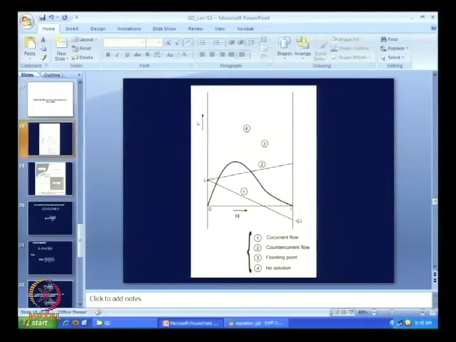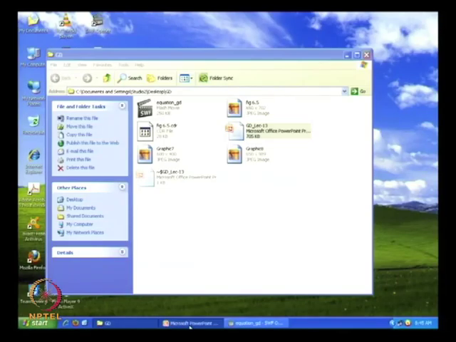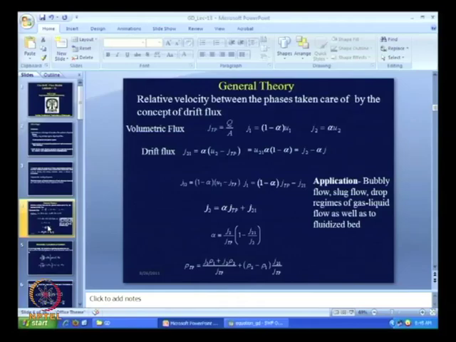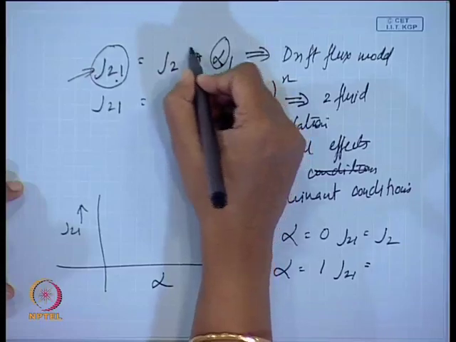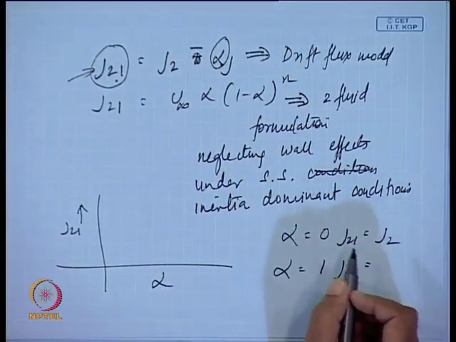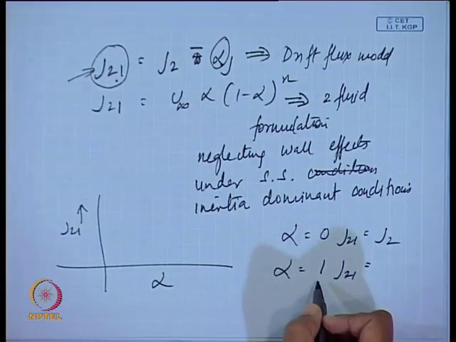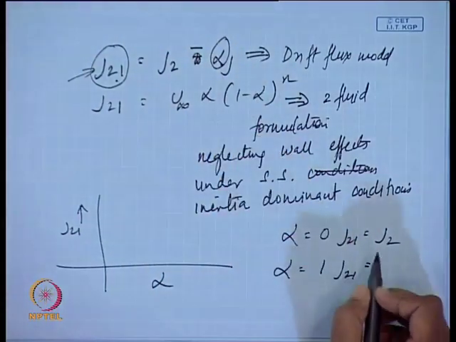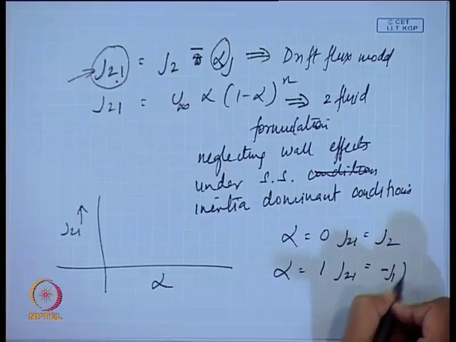Let me just check with the PowerPoint. Was it plus or was it minus? This is J2 minus, sorry, very sorry, minus alpha j. So, when alpha equals 1, this becomes J2 minus j, and j is J1 plus J2. Therefore, this becomes minus J1.